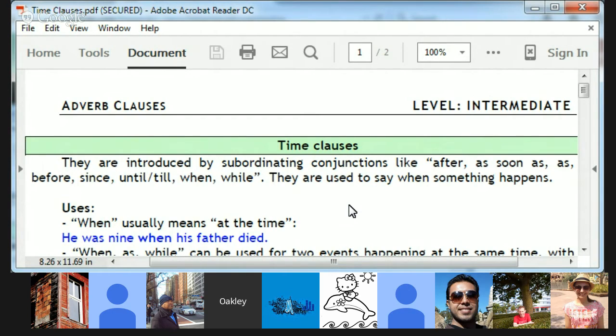It consists of at least a subject, noun, and a verb, and it makes sense. It is a complete thought in and of itself, all by itself. It makes sense. So that's an independent clause.